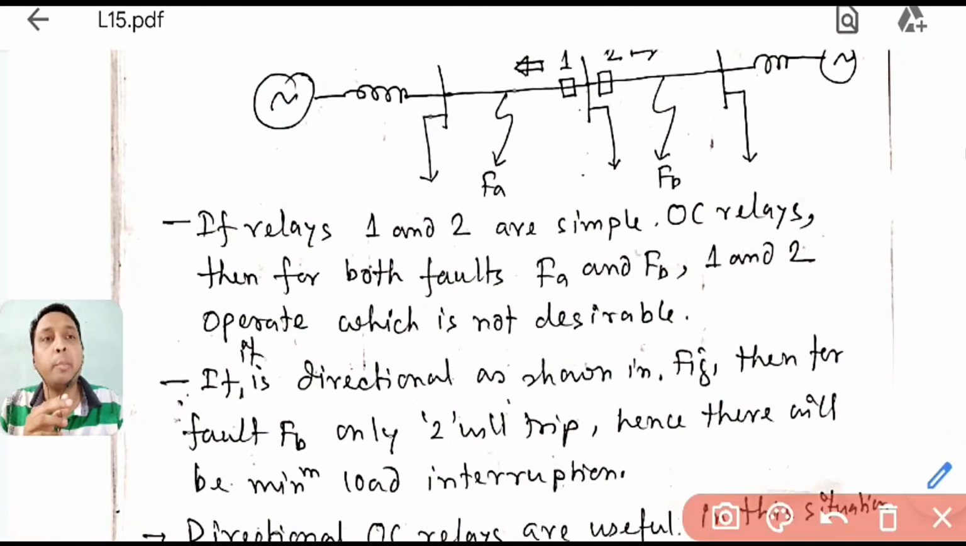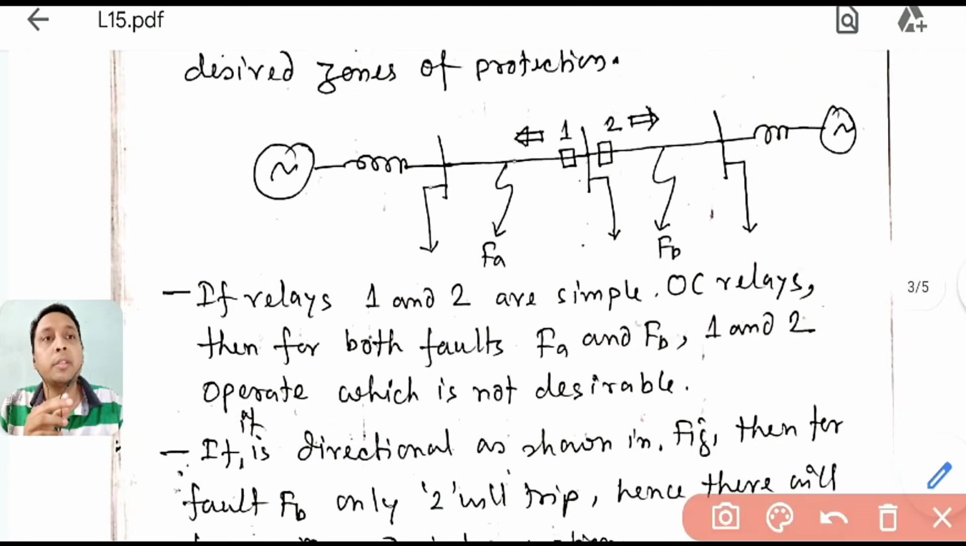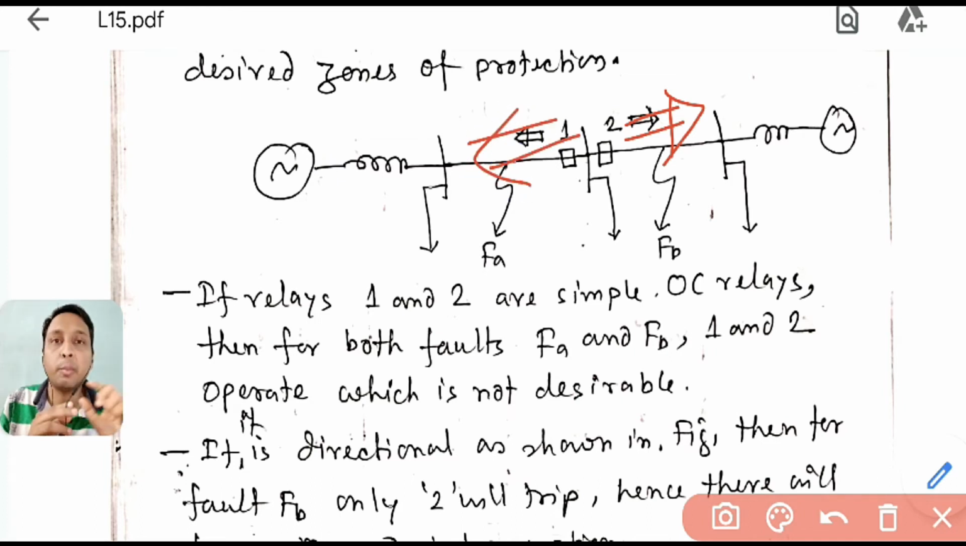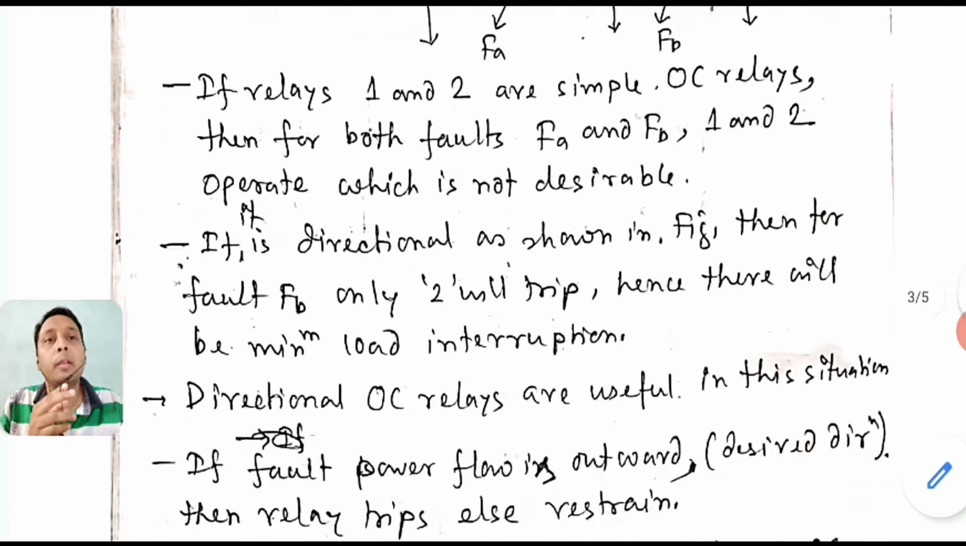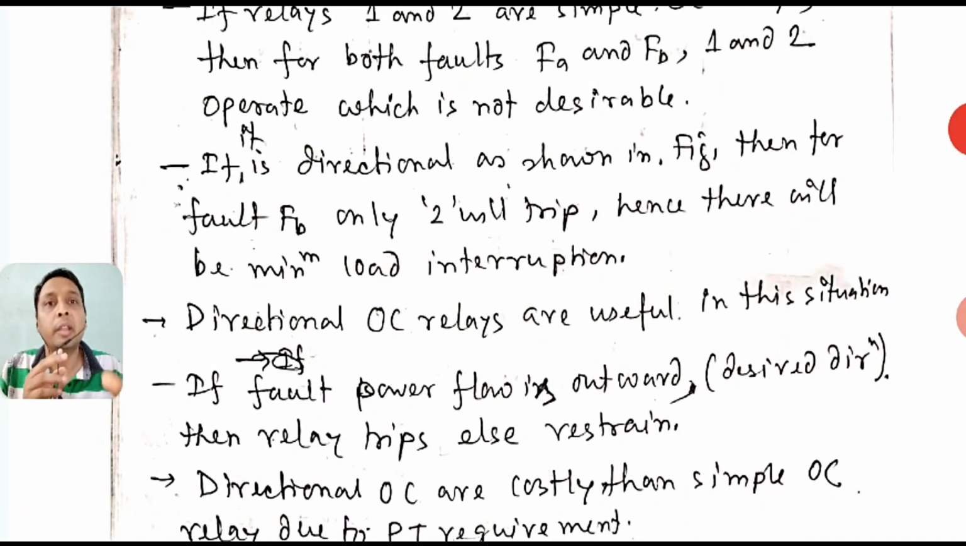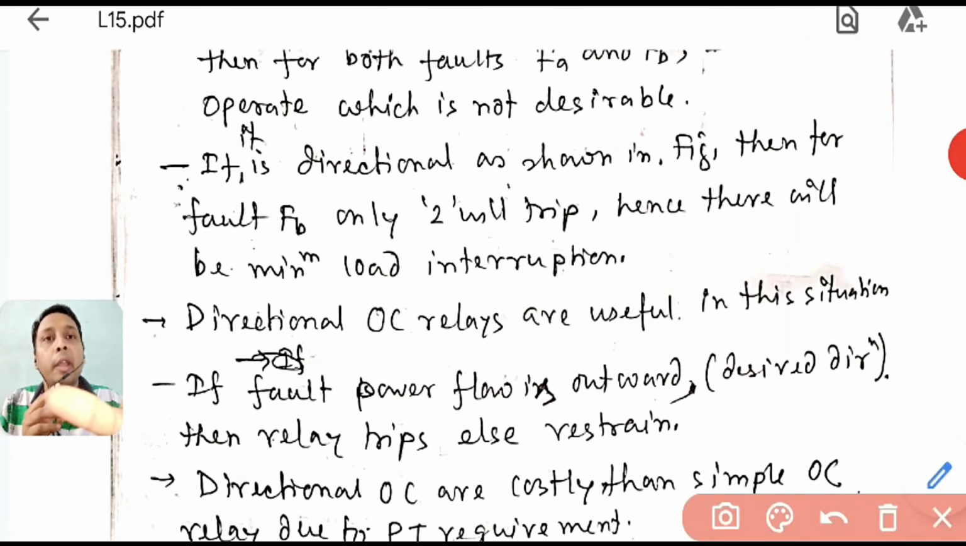Suppose somehow I made these two operate only in one direction, only in this direction. That's why I have given the arrow. If fault occurs in this direction only, then 2 will trip. If fault occurs in this direction only, then A will trip. Suppose I made it directional in this way. In that case, if there is a fault in B, only 2 will trip. A will remain healthy. Because A is healthy, this consumer will get power. So if it is a directional relay, then for fault in FB, only 2 will trip.